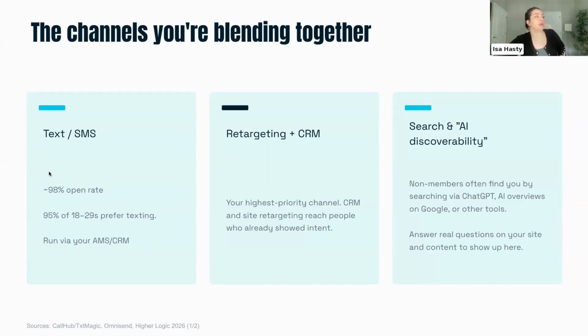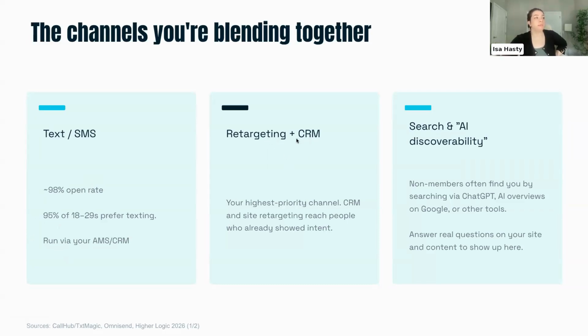So 90% open rate for texting. So you want to make sure that you're doing this, especially with timely things, right? So if you need them to confirm something or you want to send a reminder text, make sure that you are using SMS in addition to email. And then, yeah, you can run this via your AMS or CRM or whatever's working for you.